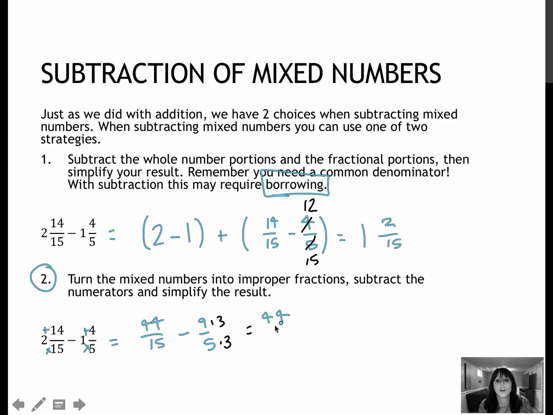So 44/15 minus 27/15. And the advantage here then is, of course, now that I have my common denominator, I'm going to take 44 minus 27, which is 17/15, and then 15 goes into 17 once with 2 left over. So for this particular example, method 2 is actually a little bit more complicated because there were more steps involved. But for our next example, I'll show you why you might not prefer method 1.